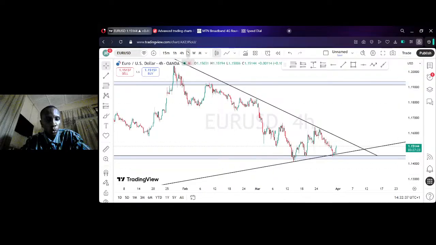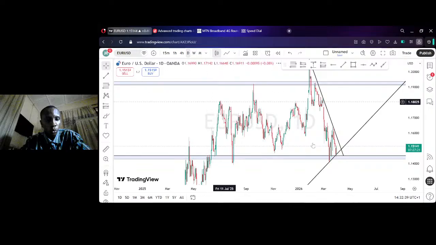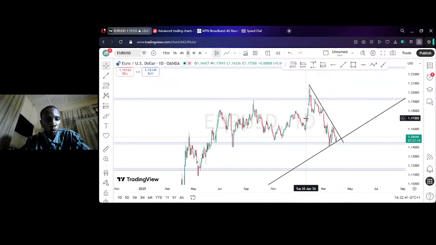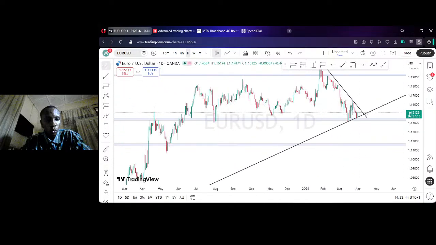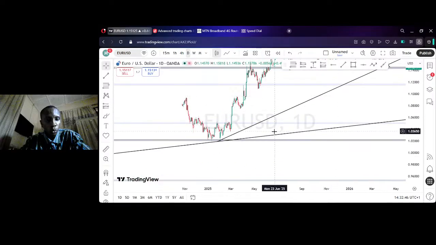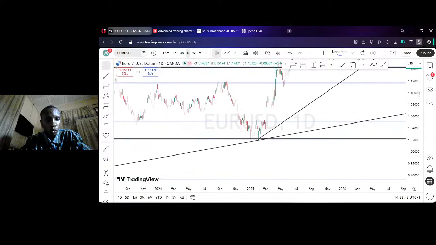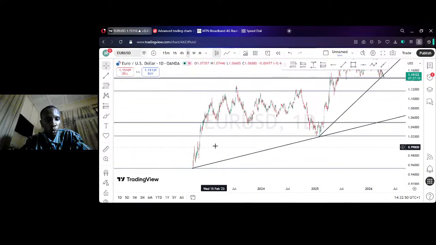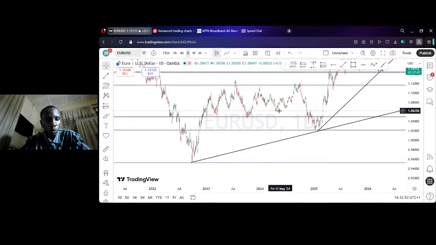Let me come to the daily time frame first. Let's see how the daily time frame is doing. Right here on the daily time frame, we can see that this trend is bullish to the upside. We can see price is bullish to the upside right here.